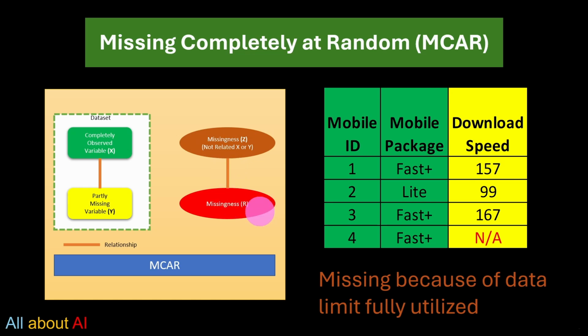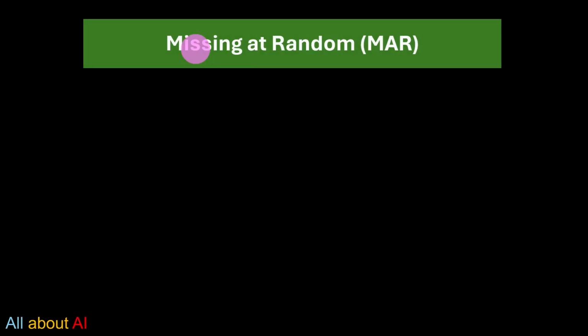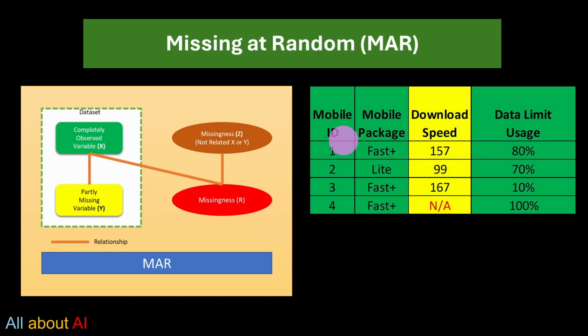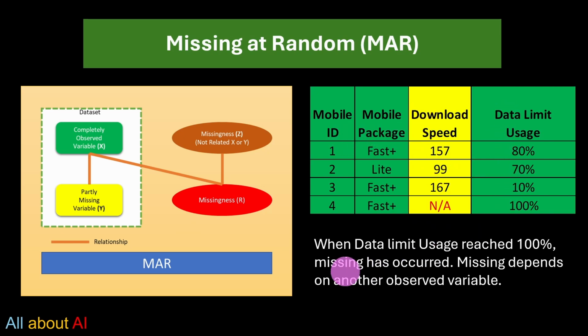Now let's look at the second category, which is missing at random. We call it MAR. In this case, the missingness has a relationship with an observable variable. So it depends on observed data, but there is no relationship with the missing variable. Again, with the previous example, if we have another column, say data limit usage, we can see that when data limit use reaches 100%, the missingness happens in download speed. So the missing value depends on another observed variable.